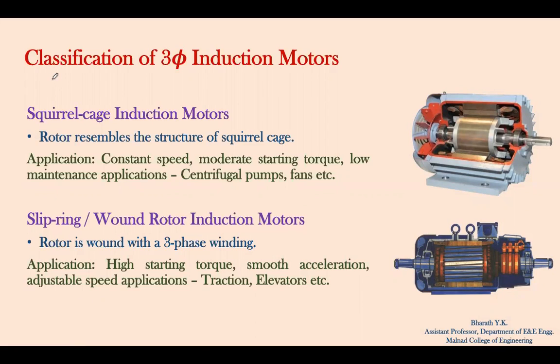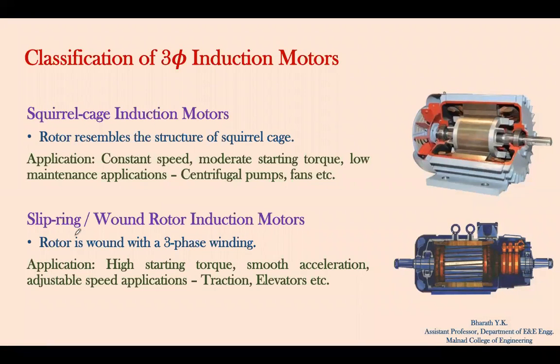Next comes the classification of three-phase induction motors. Based on the construction of the rotor, three-phase induction motors can be classified into two types: squirrel cage induction motors and slip ring induction motors. In squirrel cage induction motors, the structure of the rotor resembles a squirrel cage, and they are used in applications which require constant speed, moderate starting torque, low maintenance, for example, centrifugal pumps, fans, blowers, etc.